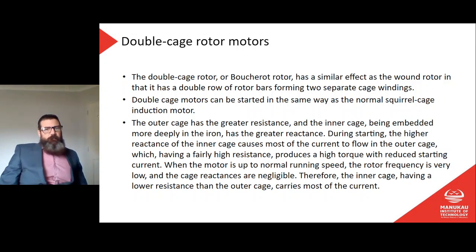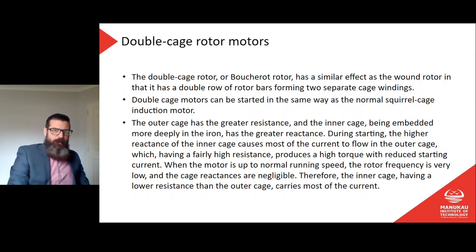The double cage rotor, or Boucherot, has a similar effect as the wound rotor in that it has a double row of rotor bars forming two separate cage windings. The double cage motors can be started in the same way as the normal squirrel cage induction motor.